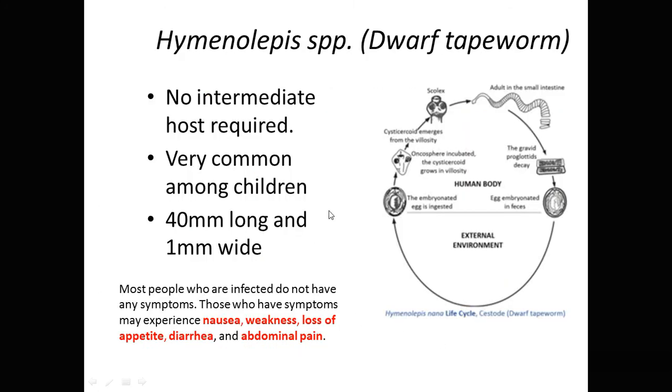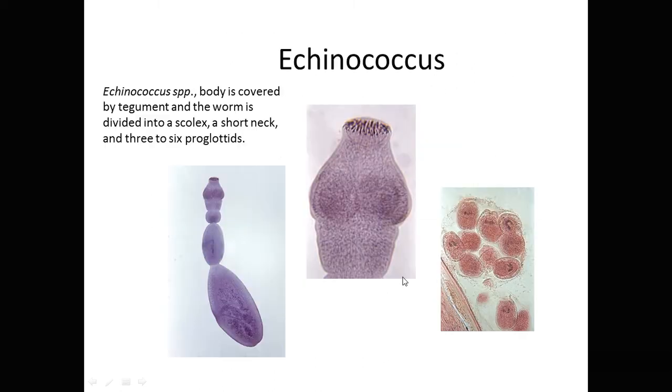Dwarf tapeworm, Hymenolepis nana. This doesn't have the intermediate host, so from the egg develops the larva, and then from larva the worm, and the worm lays the egg, and the cycle continues. It can be common among children, and it is small. That's why dwarf tapeworm, 40 millimeters long. Yeah, and also here we have GI symptoms.